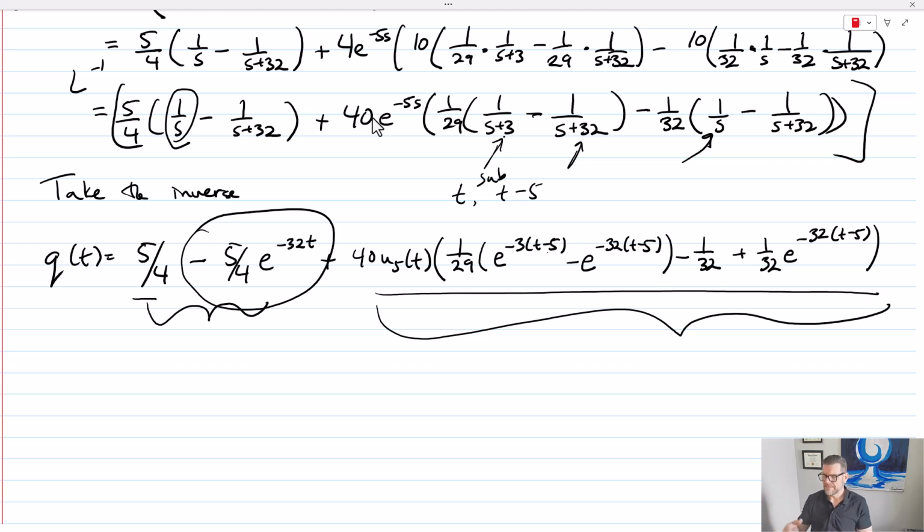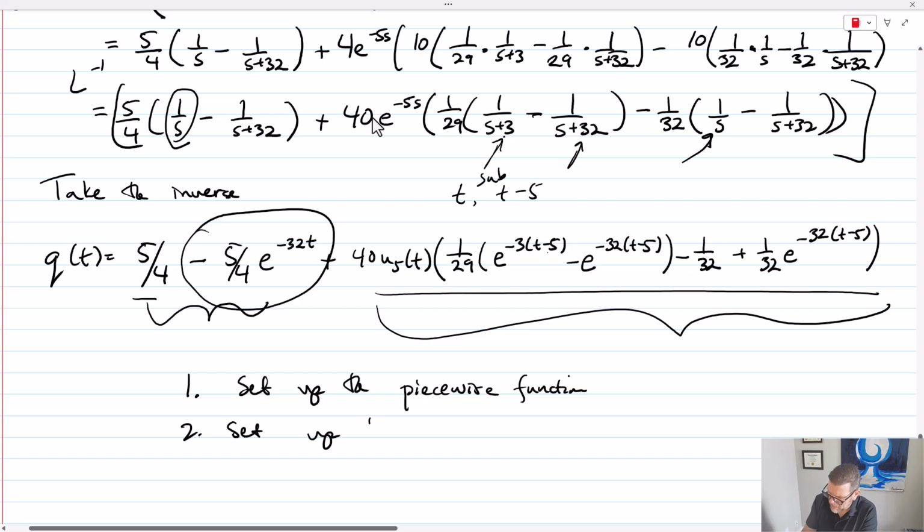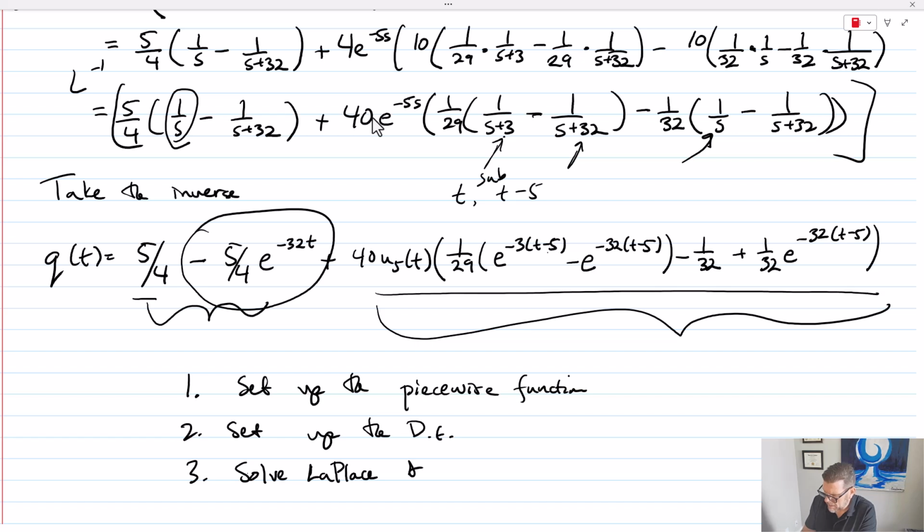So what did we do? One is we set up the piecewise function using the information. Then we set up the DE, and then we solve using Laplace transforms and the second shifting theorem. And that's how you go about doing these particular kinds of circuit problems where you have a piecewise continuous EMF.